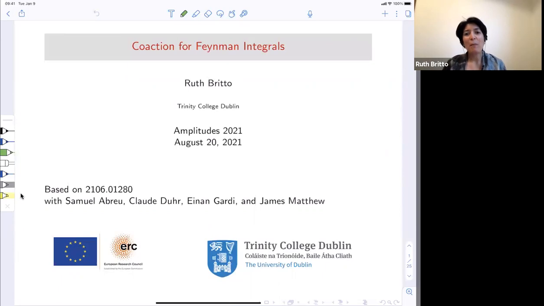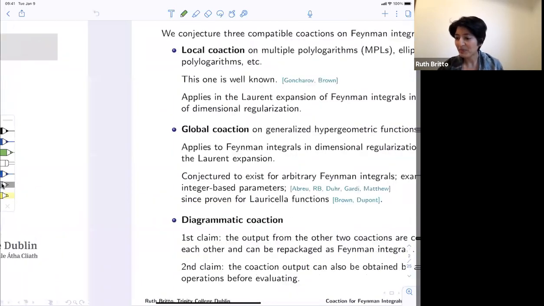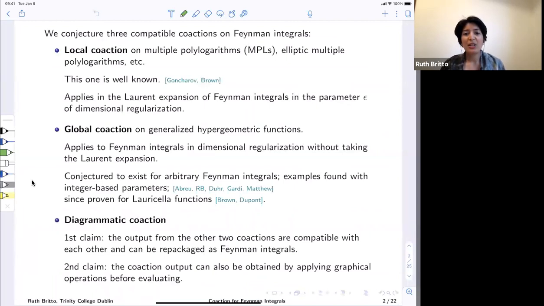I'd like to present some work that was in progress for a few years, but we finally completed a paper earlier this year. This is in collaboration with Samuel Abreu, Claude Dürr, Énan Gardy, and James Matthew. So the overview is we've been looking at these coactions on Feynman integrals from 3 points of view, and we formulate 3 coactions that are all mutually compatible.